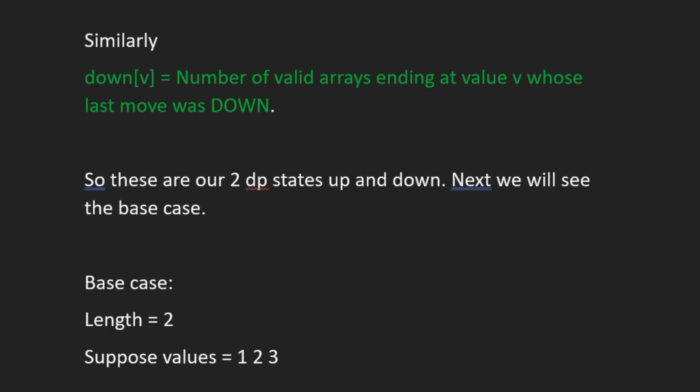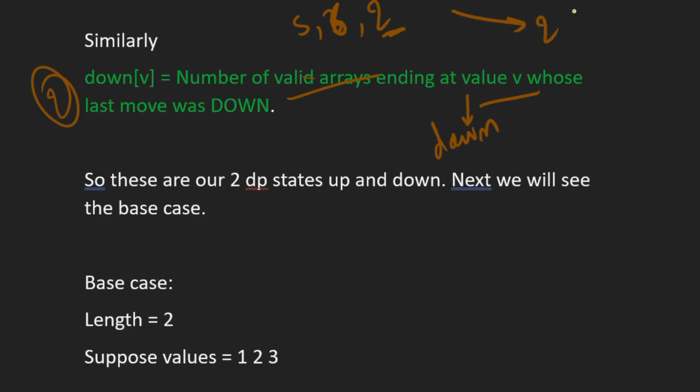Similarly we have down of v also. The down array will store the number of valid arrays that are ending at value v and whose last move was in the down direction. Suppose you have the array 5 3 and 2, this is not a valid array because this is a strictly decreasing sequence. Suppose we have 5 6 and 2. Now see, it is ending at 2 and the last move is 6 greater than 2, so from 6 we are going to 2, that is in the down direction.